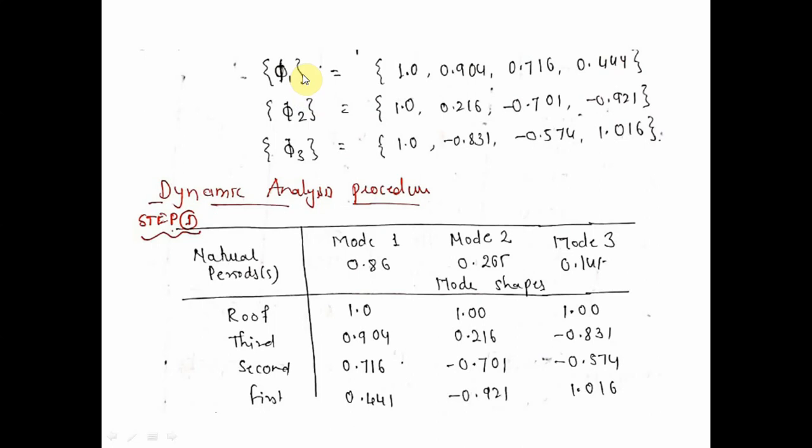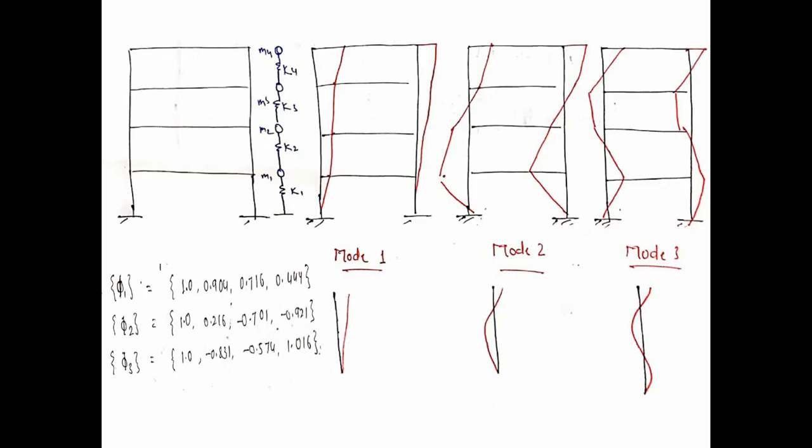Here mode shapes are given, mode shape 1, 2, 3, with their values. Arrange them in a tabular form like this. So these are natural periods; roof, third, second and first. This is for a 4-story building. Mode 1, these are natural periods already given in the problem: 0.86, 0.265, 0.145 seconds. Now these are mode shapes. For mode 1, these are the values. For mode shape 2, these values. For mode shape 3, I have written the values like this. So this is the first step, arranging the things in a tabular form.